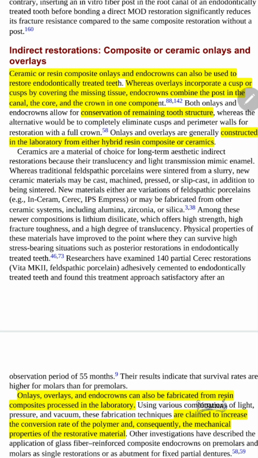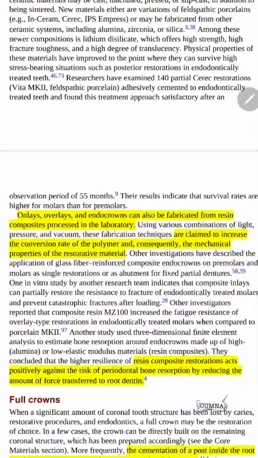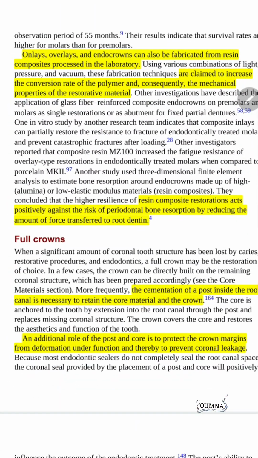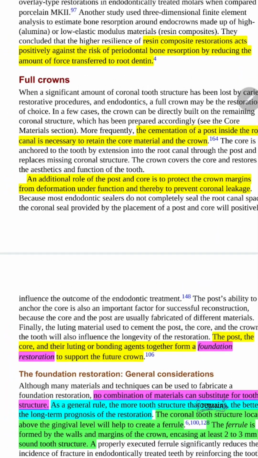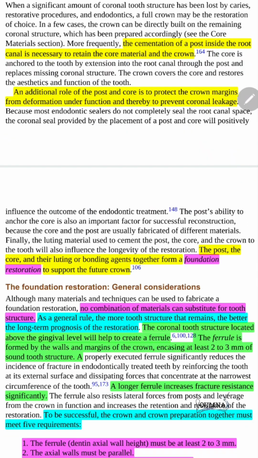They are indicated when there are two walls of the tooth remaining and intact, and the thickness of them must be 1.5 millimeter in order to be indicated. The full crown is indicated when there is a great loss in the tooth.